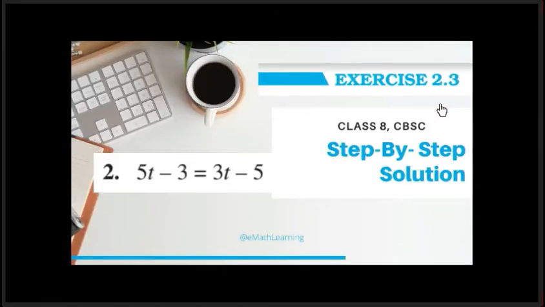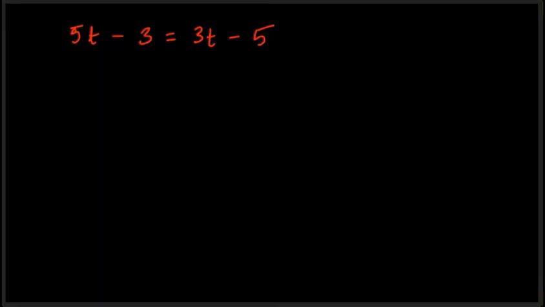Solving exercise 2.3, question number 2. Here we have 5t minus 3 equals 3t minus 5. Now, solving this, shifting this 3t to the left hand side, here it is plus, here it becomes minus.